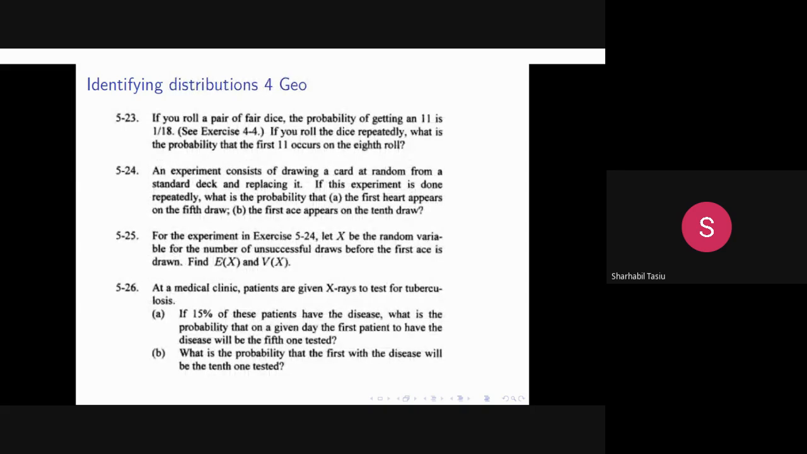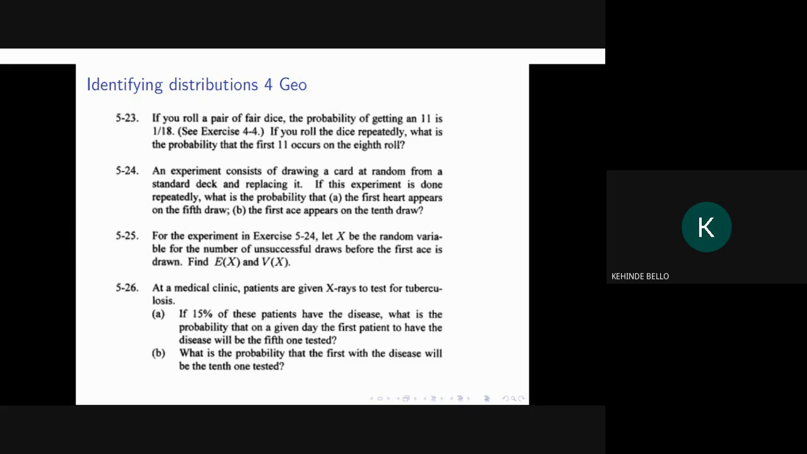All right, 523. If you roll a pair of fair dice, the probability of getting an 11 is 1 over 18. If you roll the dice repeatedly, what is the probability that the first 11 occurs on the eighth roll? Should I also give that a try? Yes, go ahead, sir.